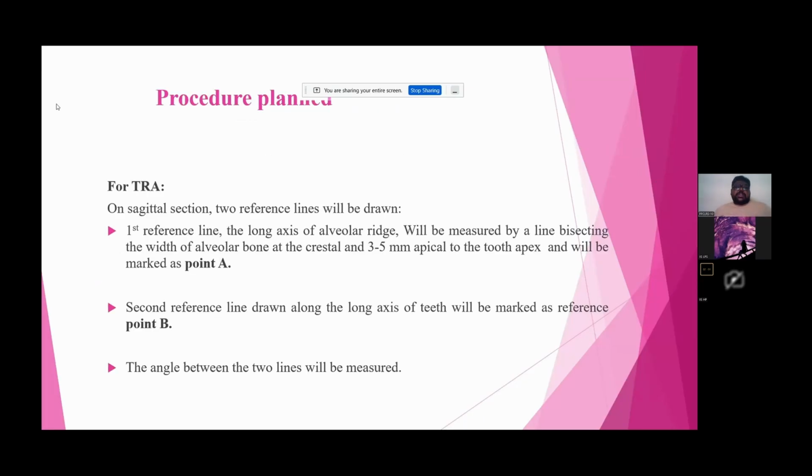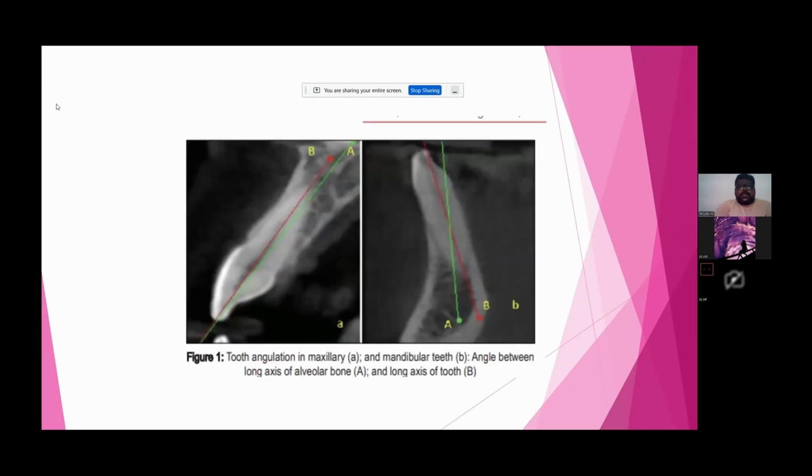Procedure plan for TRA: we have taken point A. Point A is the reference line along the long axis of the alveolar ridge, measured by a line bisecting the width of alveolar bone at the crest and 3 to 5 mm apical to the tooth apex. A second reference line B is drawn along the long axis of the tooth, with the reference as point B. The angle between the two lines was measured and is calculated as TRA. These are the standard photographs which we have taken.